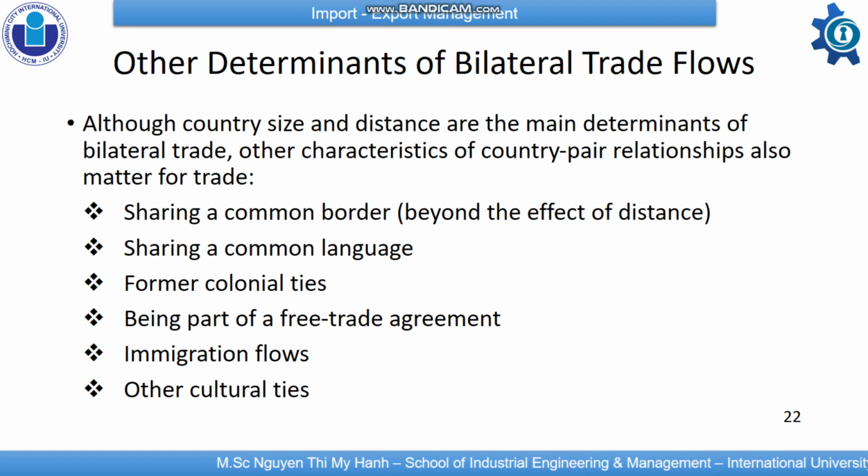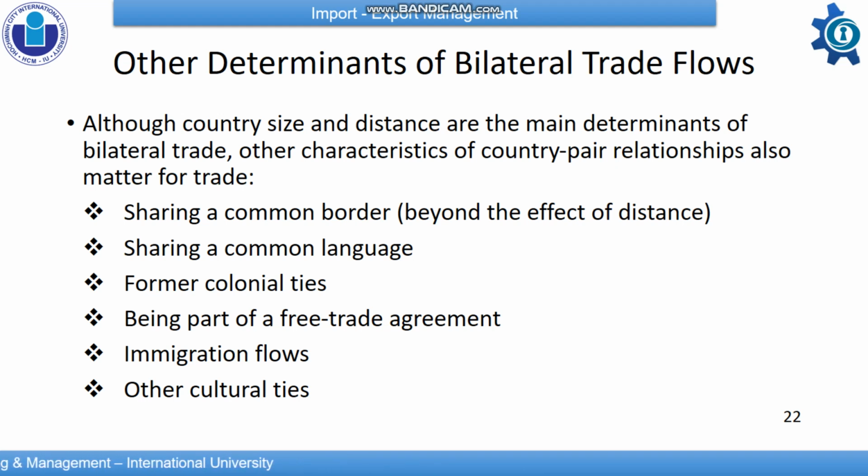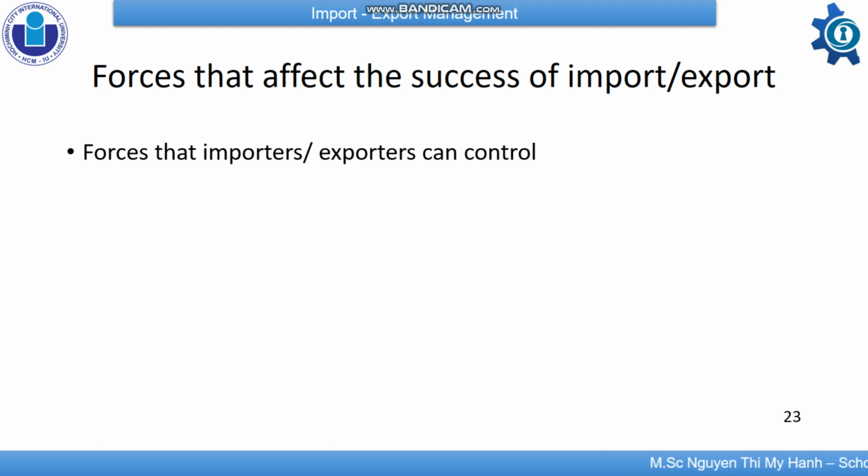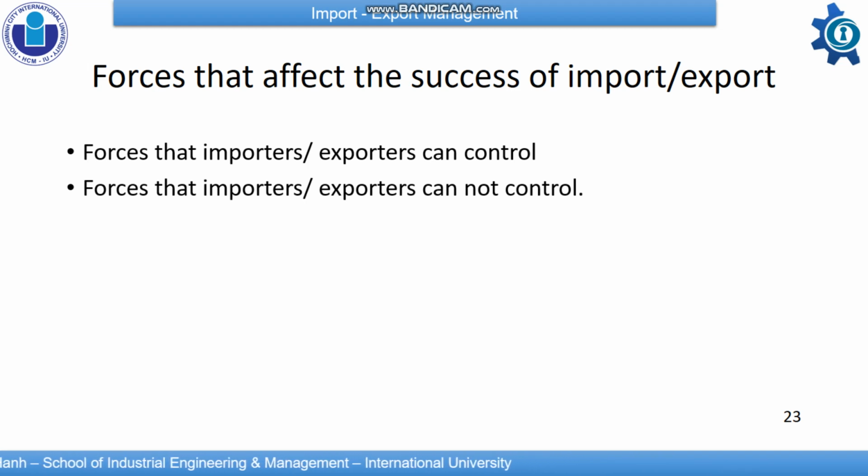Let's go through all the factors that affect bilateral trade flows, and we also know how important it is to do international trade. Then in the next part, let's see what factors affect the success of international trade. We separate them into different groups. The first one is the forces that we, the importers and exporters, can control, and the second one is those factors that importers and exporters cannot control.